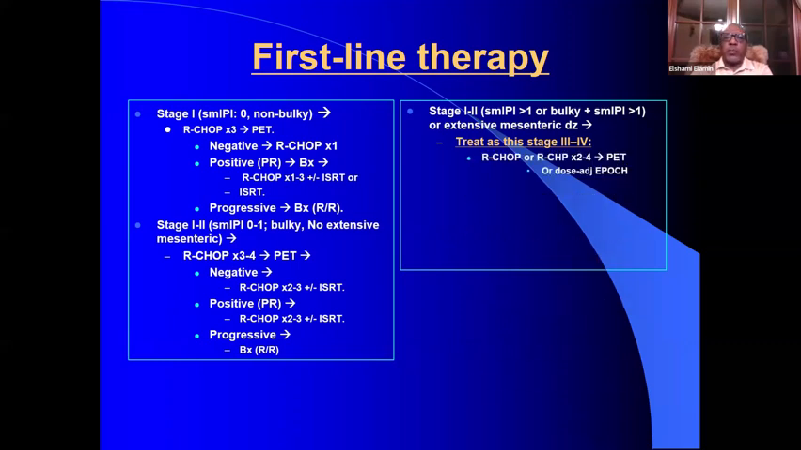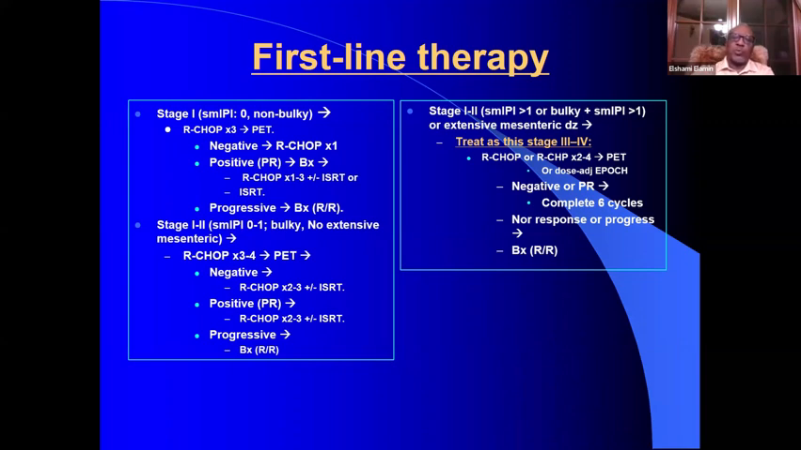So for those, we give them R-CHOP for 2 to 4 cycles and follow the PET. Actually, this should be a POLA R-CHP. POLA is missing here, which is the new drug. If the PET scan is negative or shows partial response, you complete a total of 6 cycles. If there is no response or progression, of course you biopsy, and that's refractory disease. We'll talk about the refractory disease.